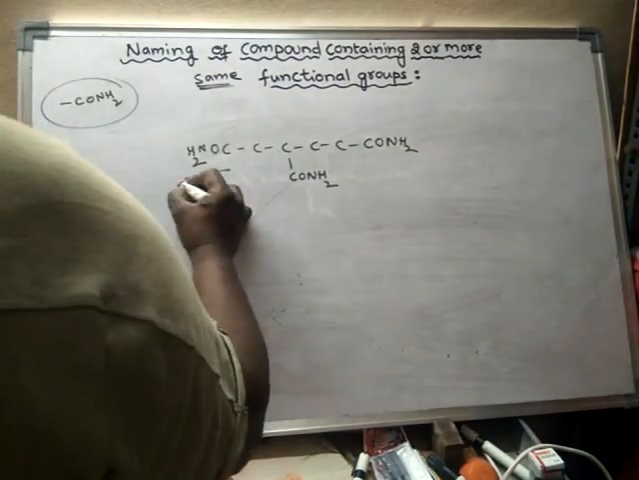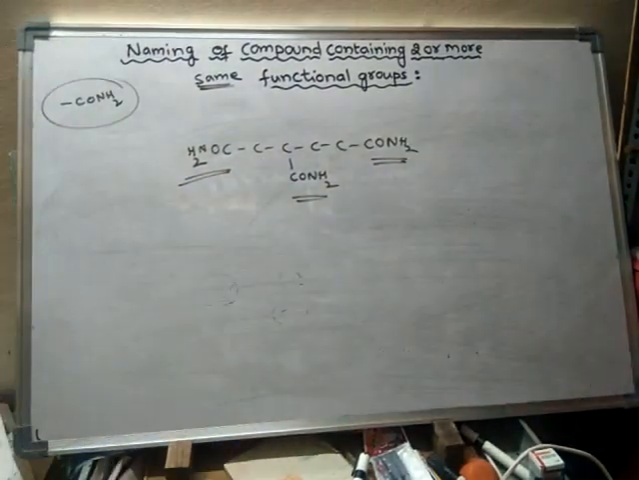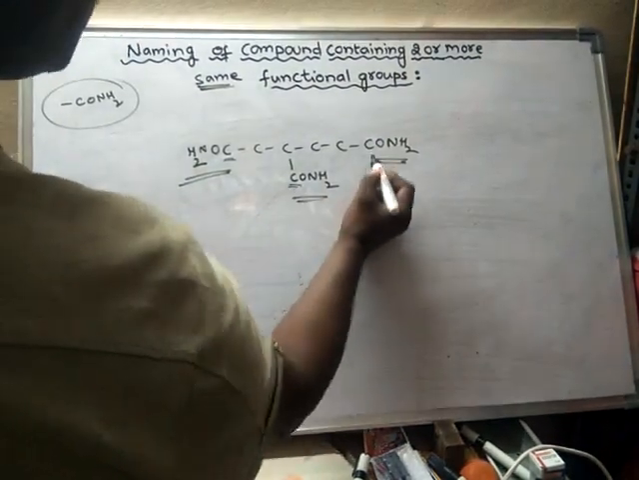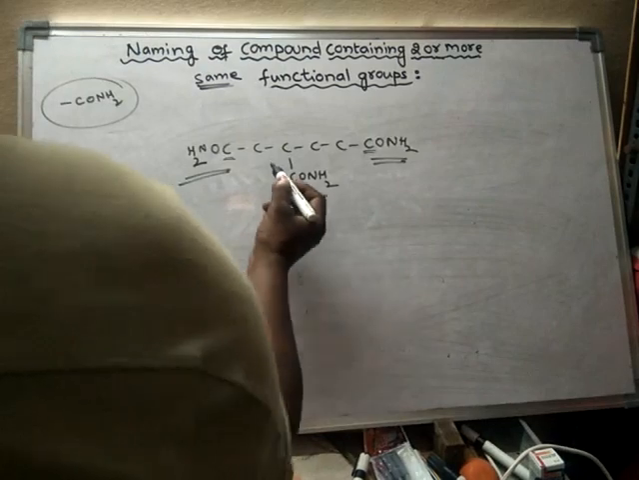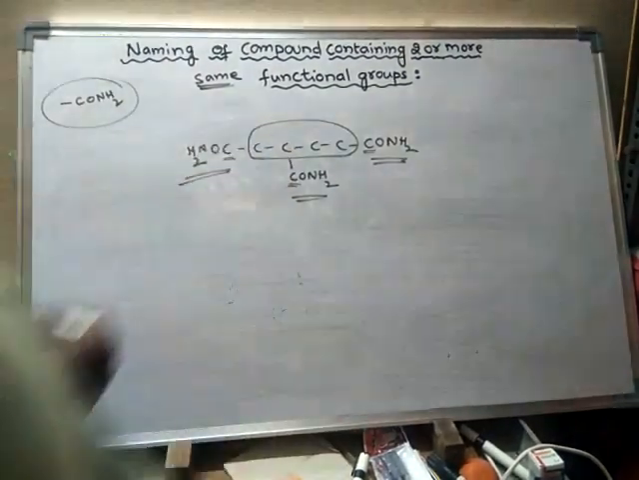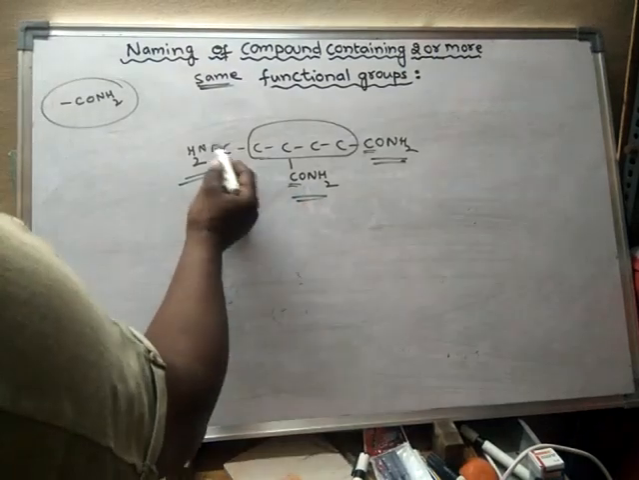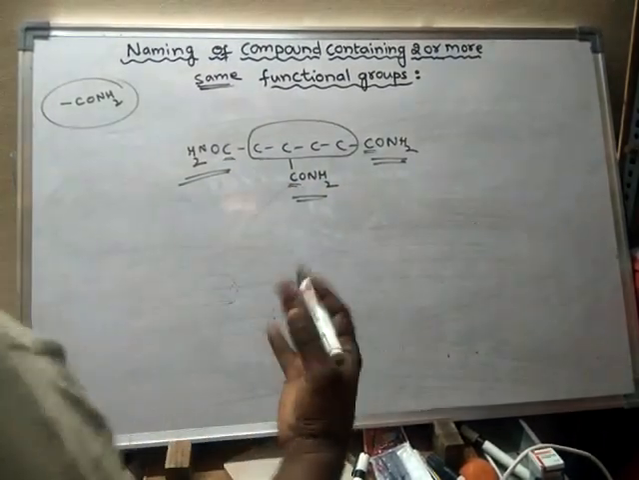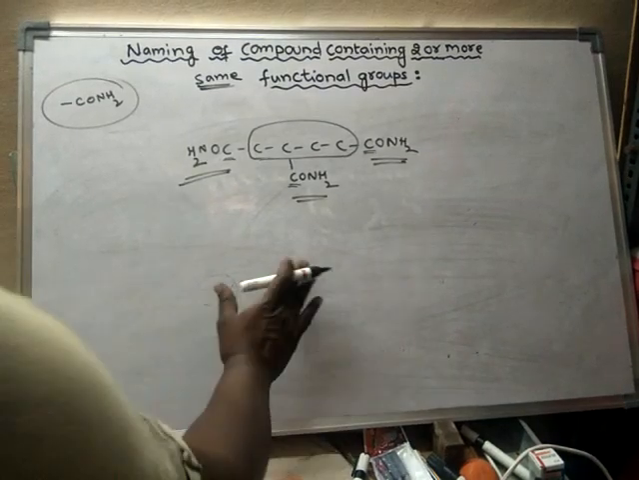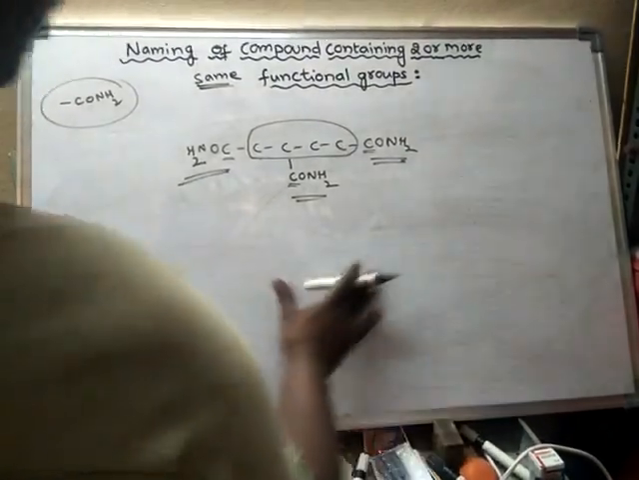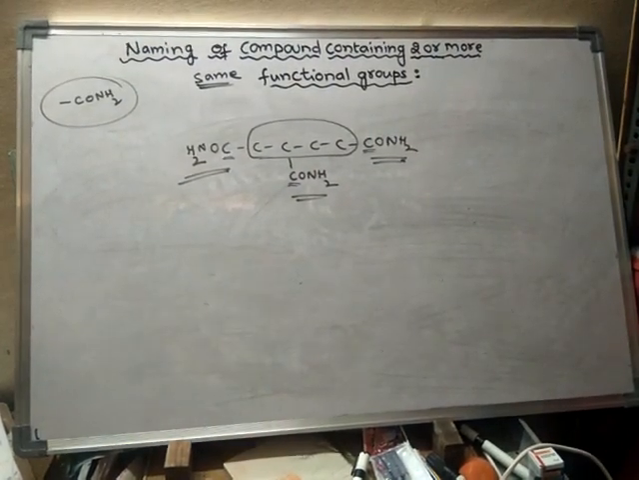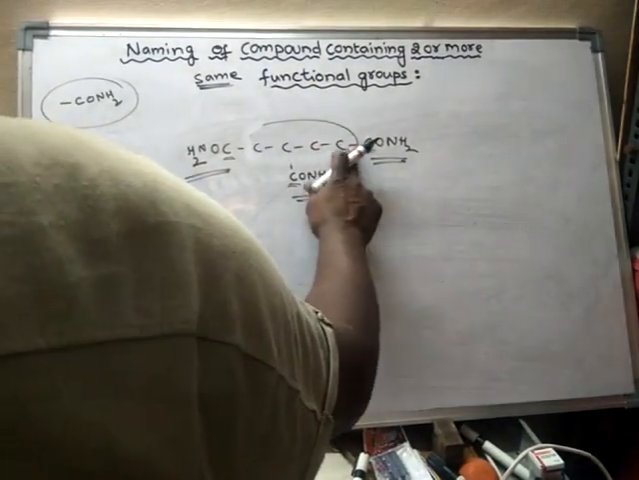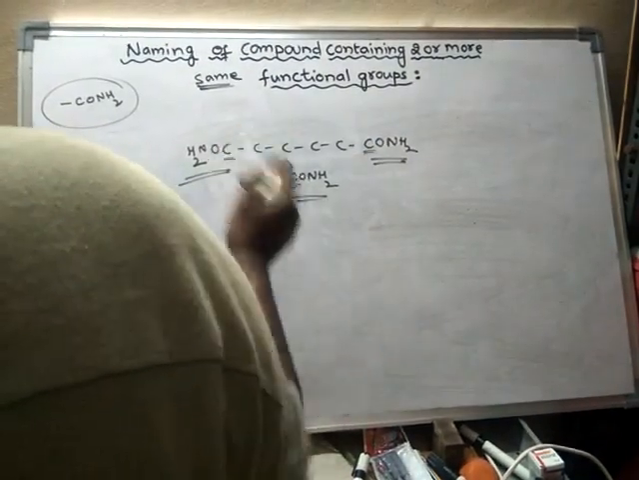So the same chain terminating functional group is repeated more than 2 times. Hence the carbon of the chain terminating functional group should not be treated as a part of the parent chain. So now the parent chain is only the 4 carbon chain, and these amide groups are simply attached to the parent chain. They should be treated as suffixes only. So this is the parent chain.